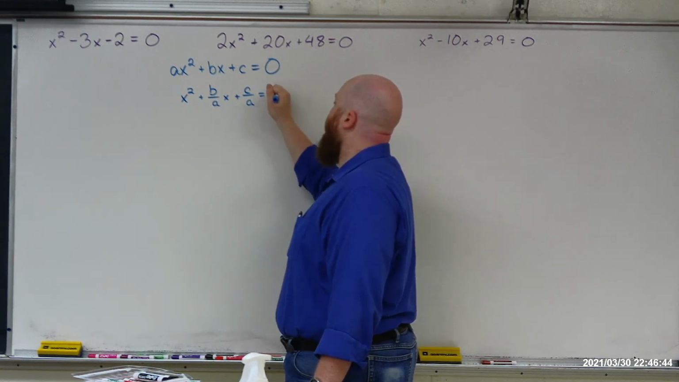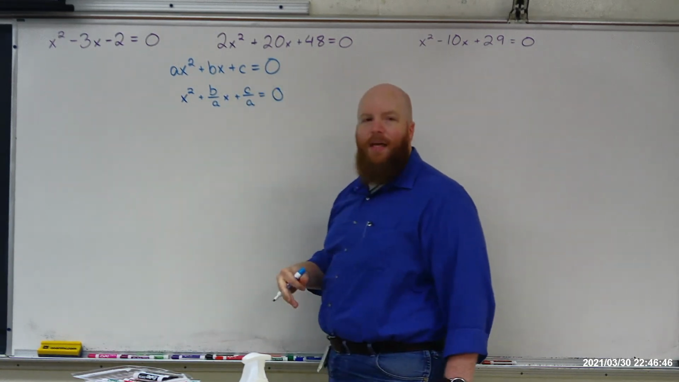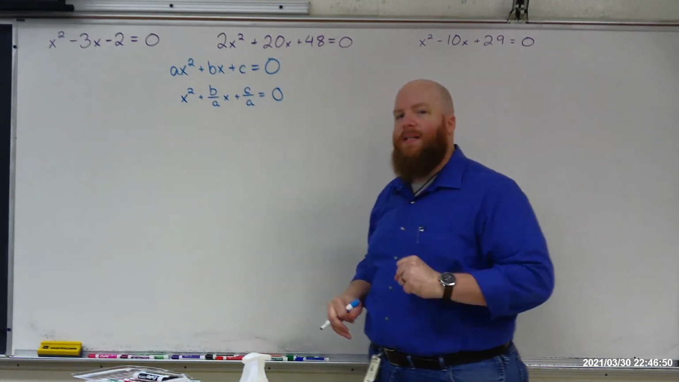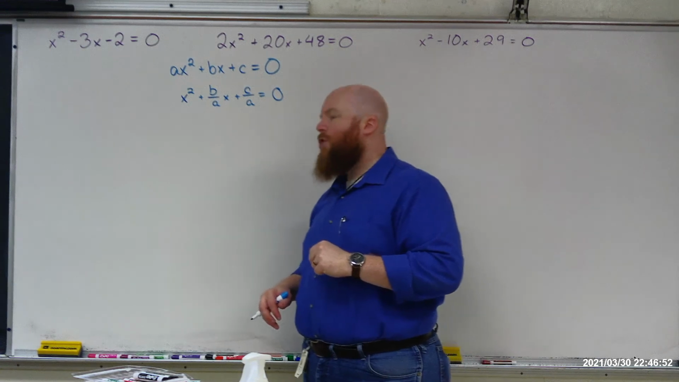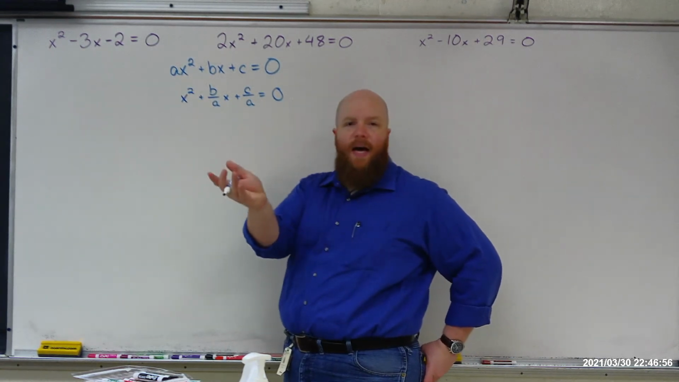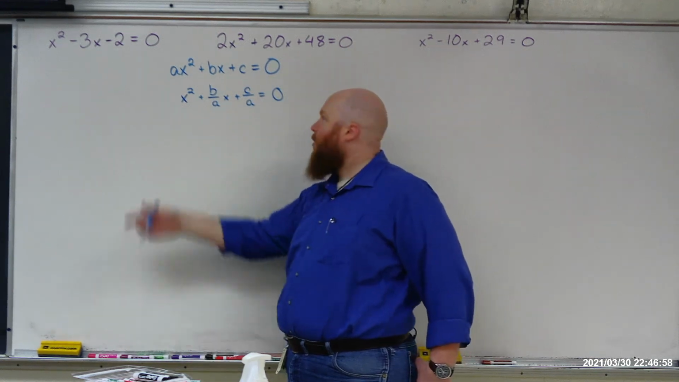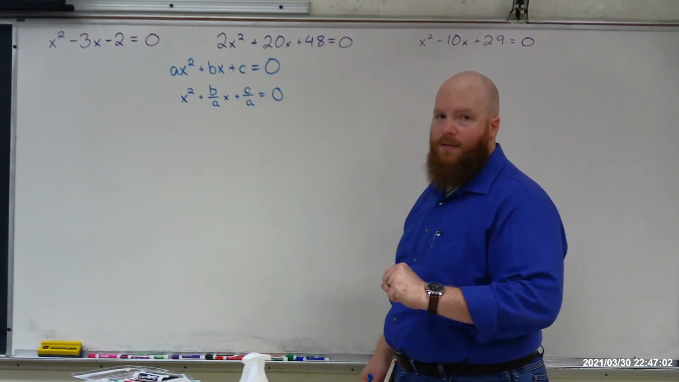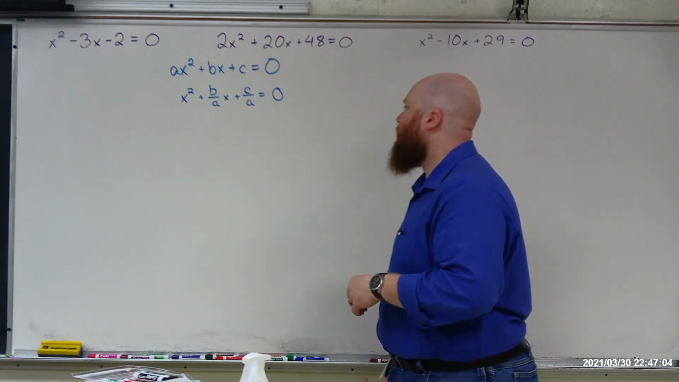0 is also divided by a, but 0 divided by anything is 0, so long as a is not 0, because I can't divide by 0. So that is the one limitation on what we get here. Keep in mind, a can't be 0, but that's fine. The only way a would be 0 is if this wasn't a quadratic. So this is only applicable to quadratics. So we have to keep that in mind.